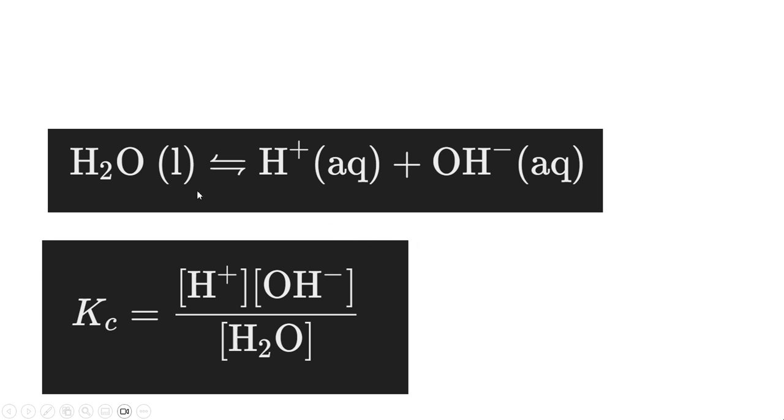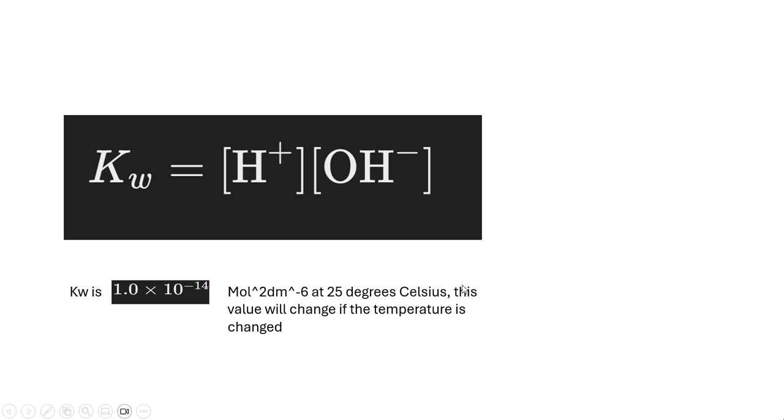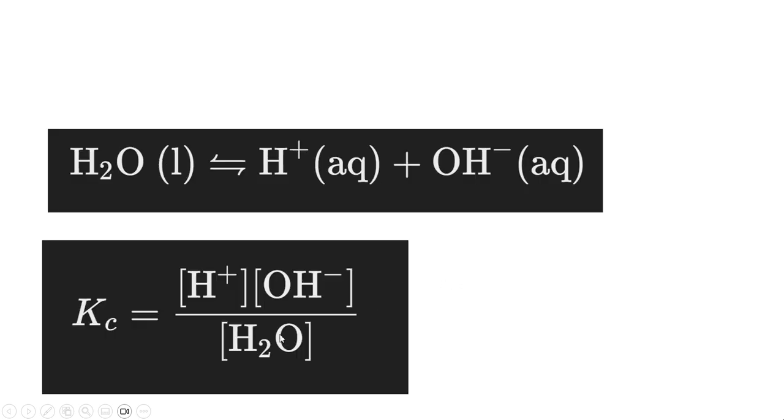Because it's an equilibrium, we can write an equilibrium equation. We say H2O is in reversible reaction with H+ and OH-, and we can create Kc for that equilibrium constant as we normally do. You put the concentration of the products over the concentration of the reactant, and we get Kc. Now, because the concentration of water is effectively constant, and Kc is also constant, it's the equilibrium constant, I can multiply Kc by the H2O concentration. So Kc times [H2O] is equal to [H+] times [OH-].